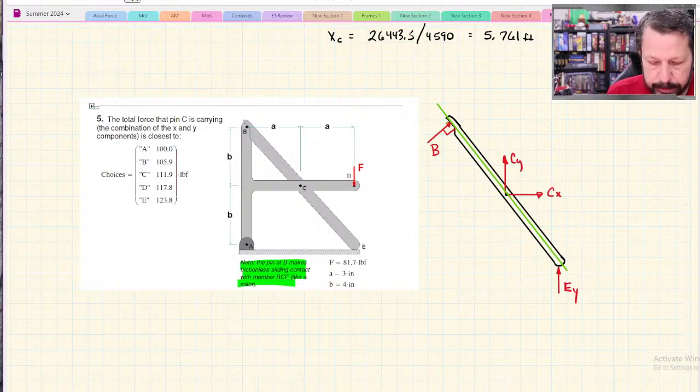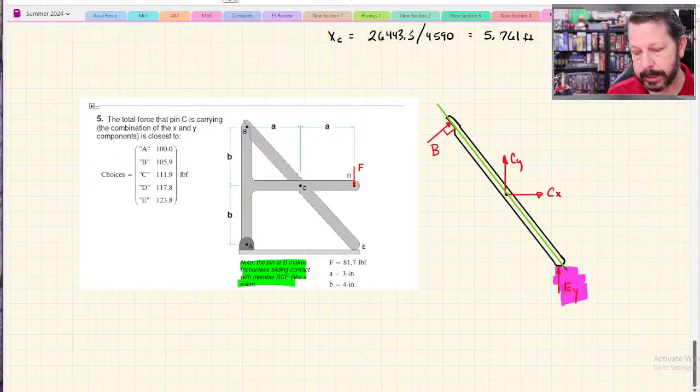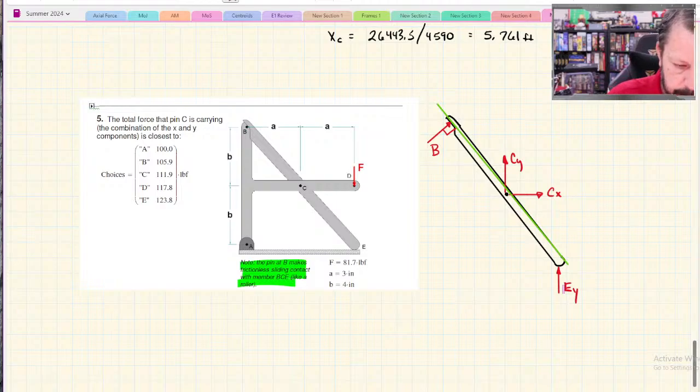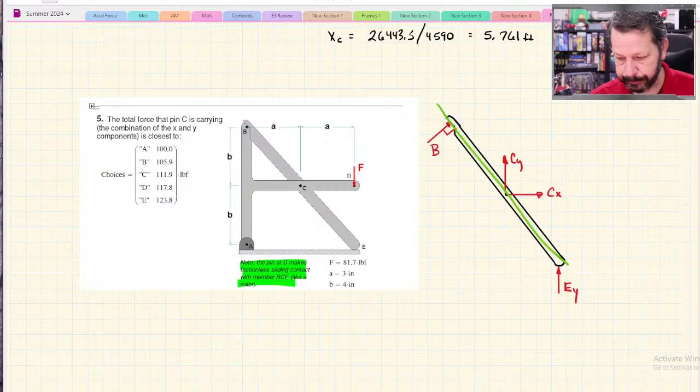First of all, you would find your AX, AY, and EY. Actually, you only need EY, right? Once you know EY, then you only have 3 unknowns on this piece, and you would just solve for CX and CY. So the solution steps would be, whoops, I actually don't know how to redo that. Well, we'll just erase it. There we go.